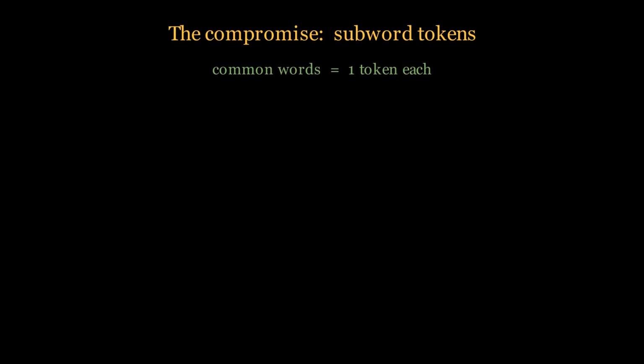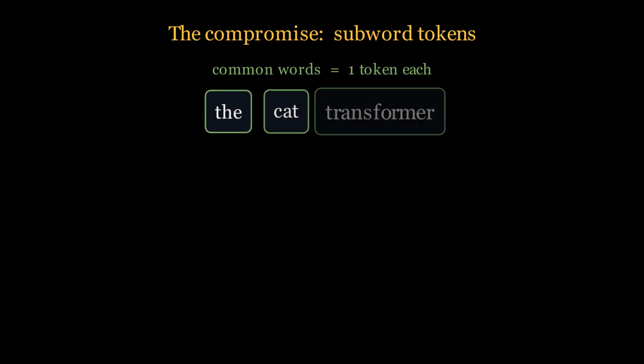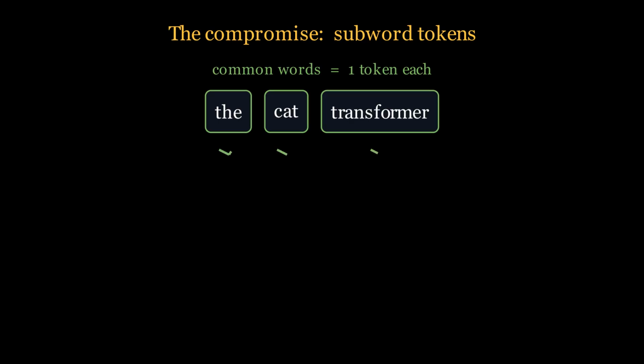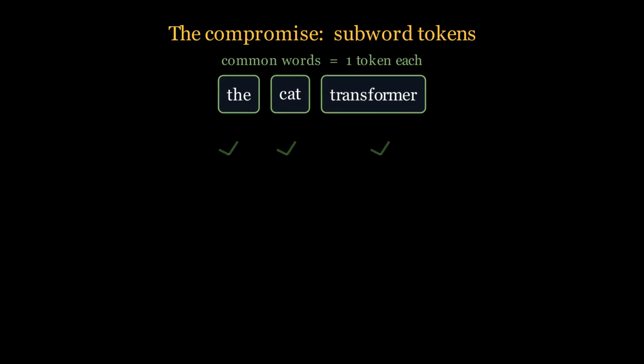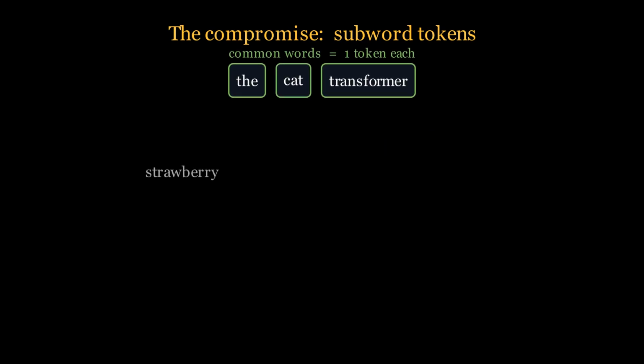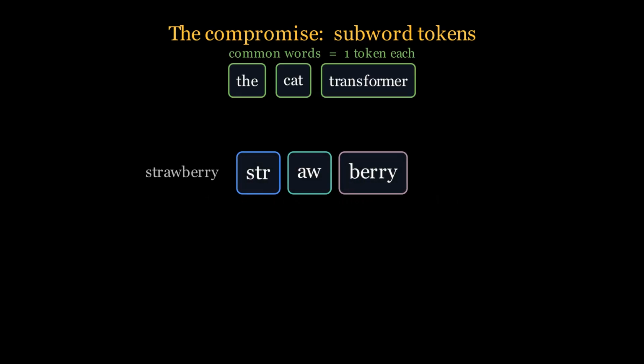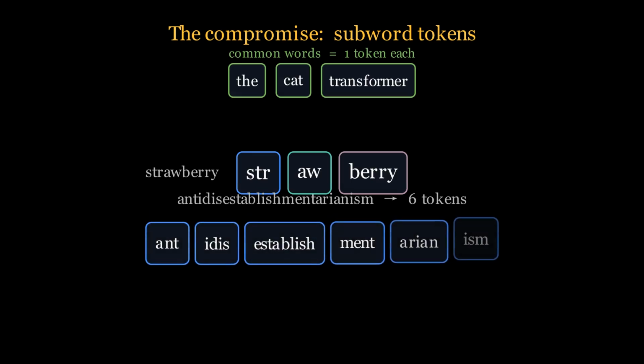Real tokenizers split the difference, and it's a lovely compromise. Words that show up constantly, the cat transformer, each get their own single token. Rare or unusual words get broken into smaller familiar chunks, so strawberry becomes berry, and a monster like anti-disestablishmentarianism shatters into 6 pieces.